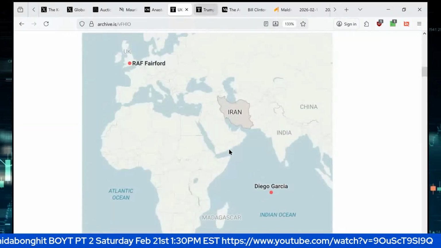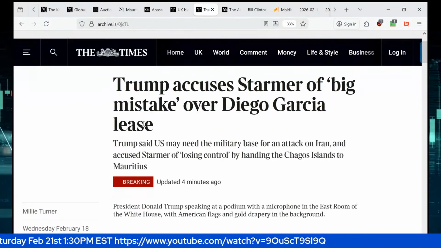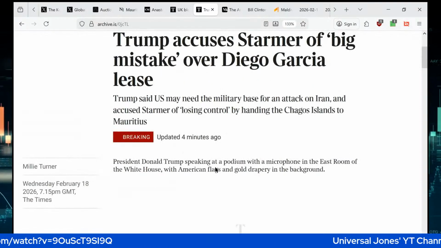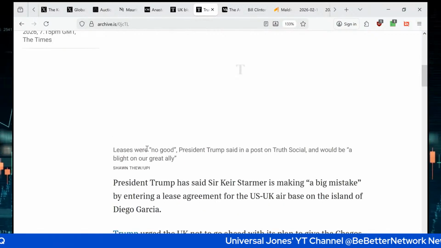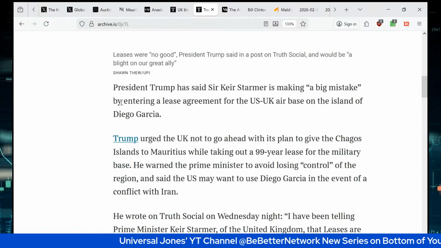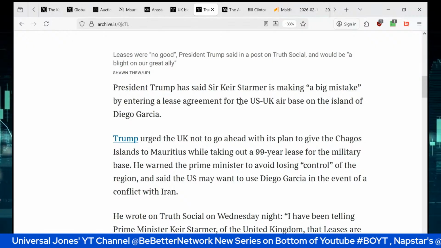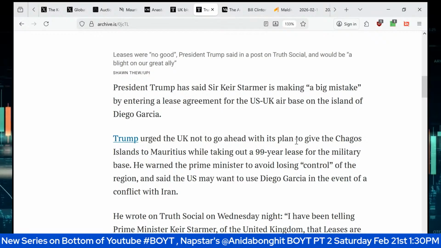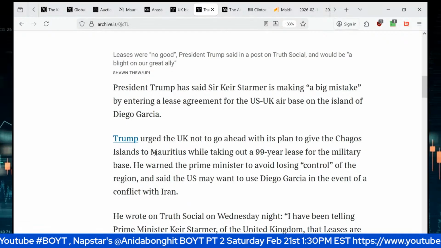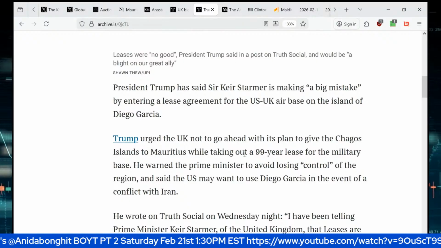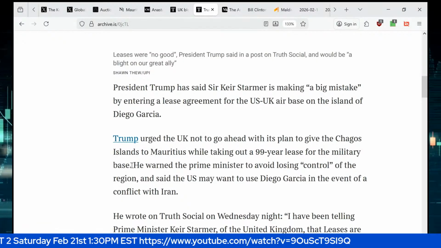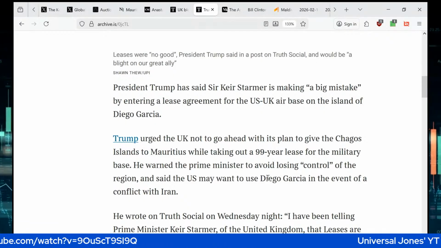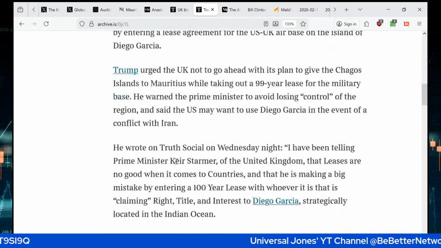Anyhow, and Trump fired back. Trump accuses Starmer of big mistake over Diego Garcia lease. So he did that before already, during the whole Greenland thing. It's a big mistake. By entering a lease agreement for the U.S.-UK airbase on the island of Diego Garcia, Trump urged the UK not to go ahead with its plan to give the Chagos Islands to Mauritius while taking out a 99-year lease for the military base. He warned the Prime Minister to avoid losing control of the region and said the U.S. may want to use Diego Garcia in the event of a conflict with Iran.